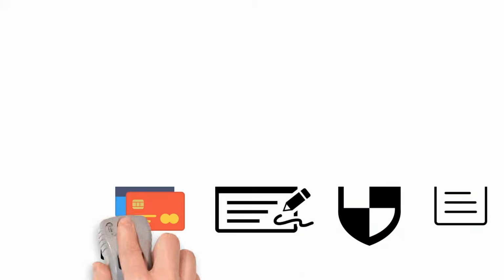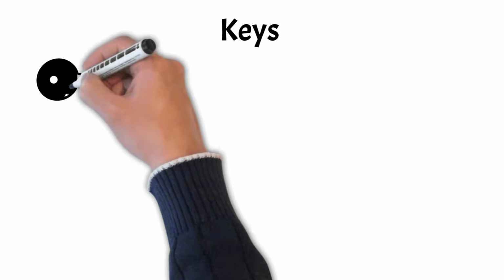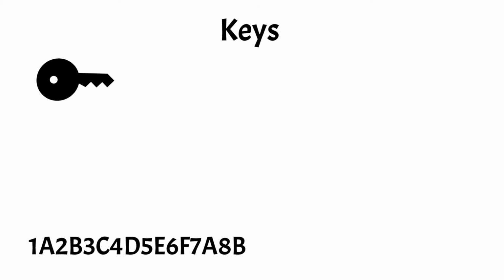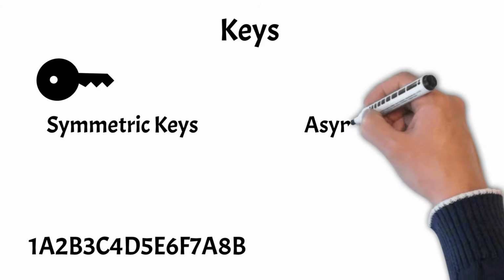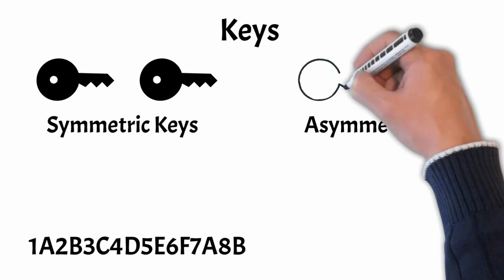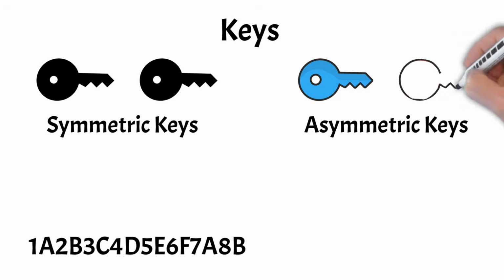Now let's briefly look at keys. As we mentioned earlier when discussing encryption, keys are fundamental components that dictate the transformation of data during encryption and decryption processes. These keys are essentially strings of characters that work within cryptographic algorithms to convert plaintext into ciphertext and back again. Similar to encryption, we have symmetric and asymmetric keys. Symmetric keys are identical and used for both encryption and decryption, while asymmetric keys consist of a pair of keys, a public one and a private one.